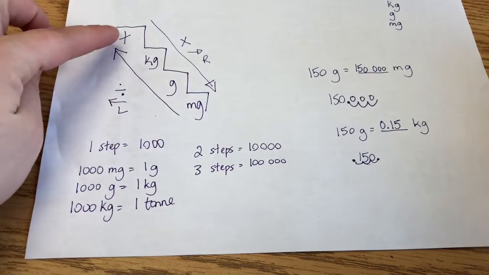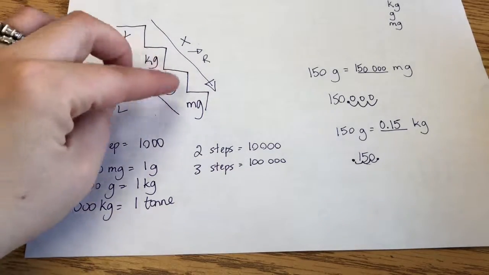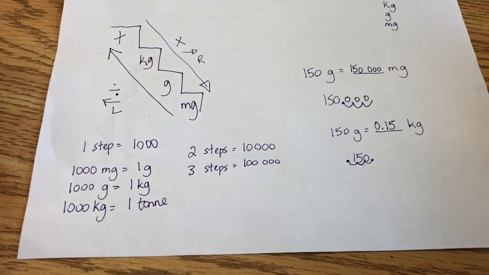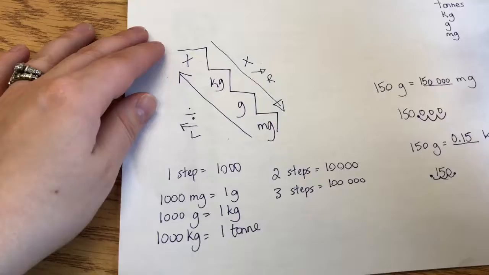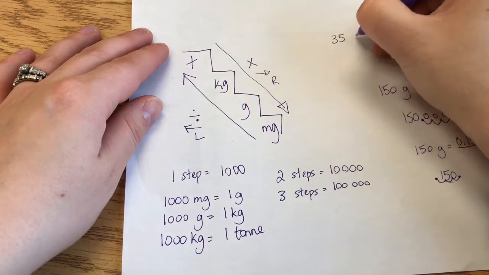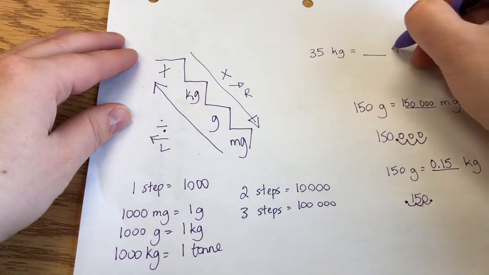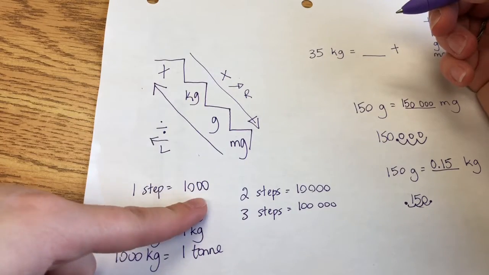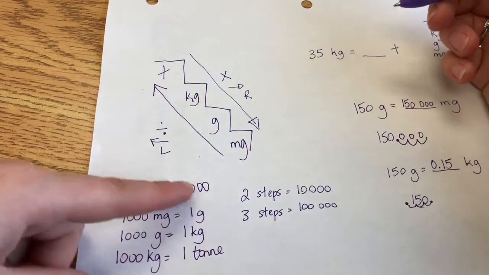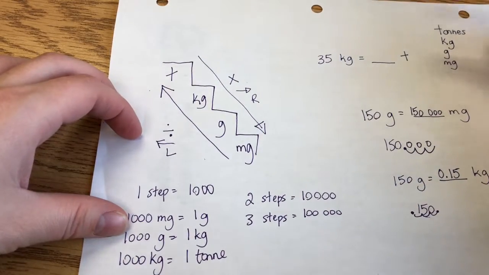Very rarely are you asked to convert from tons to grams when you're looking at units of weight. You usually are converting just within one step of each other. So let's do one more just to make sure we know what we're doing. So let's convert the harder way. So let's go from kilograms to tons. So let's pretend we had 35 kilograms and we wanted to see how many tons that was. So we're going up, so we're dividing. We're going up one step, so we're dividing by 1,000. There are 3 zeros, so we're moving our decimal place 3 spots.